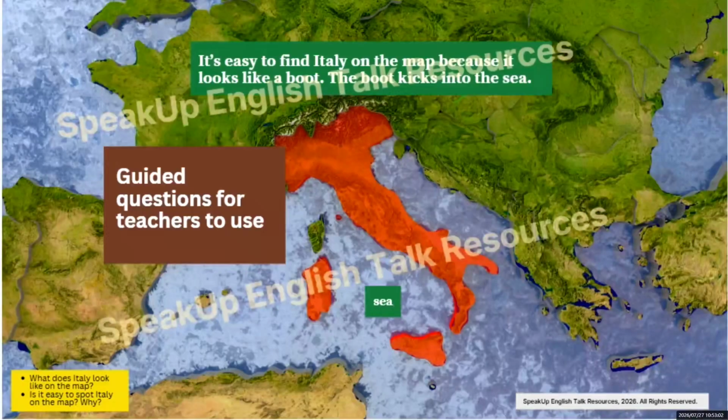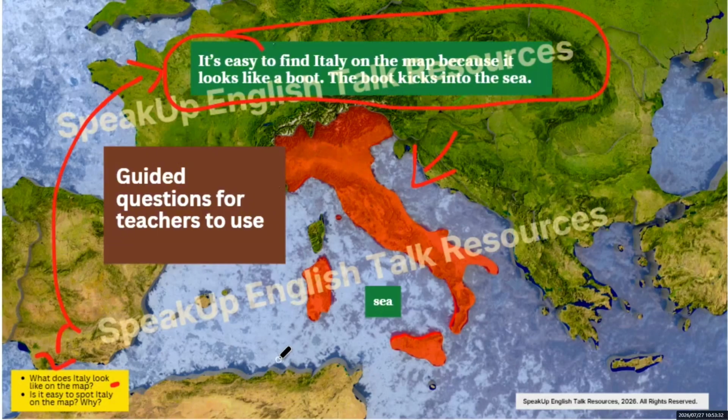After that is a map of Italy. Here is the sentence that Italy looks like a boot, and the boot kicks right into the sea. And ask the question, what does Italy look like on the map? Some of these questions are meant to check the student's understanding of what they read. So when you ask these questions, the answers are actually found in the sentences.